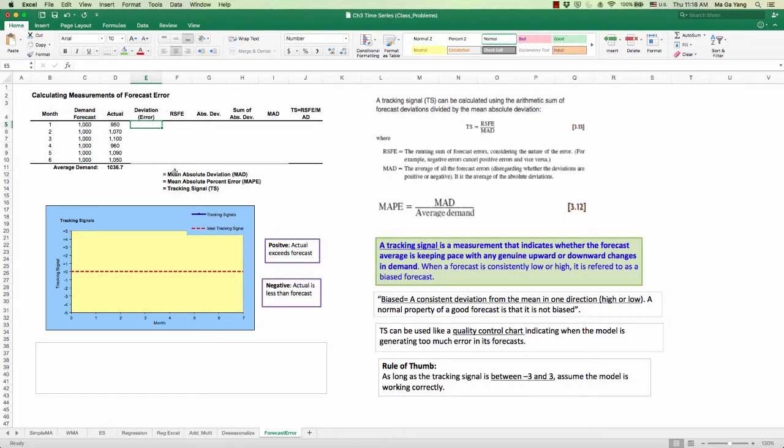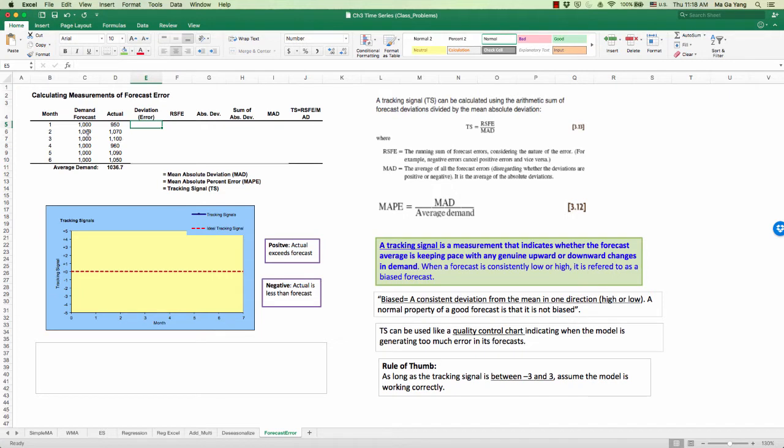Okay, so the tracking signal is basically whether your forecast average is working properly, working correctly or not. So if a tracking signal is beyond -3 or +3, then you need to revisit your forecast method because it constantly provides a biased forecast. So that is a good way to measure whether your forecasting method is good or biased.